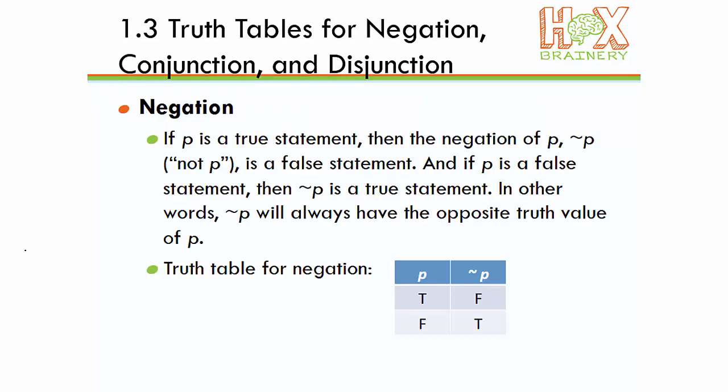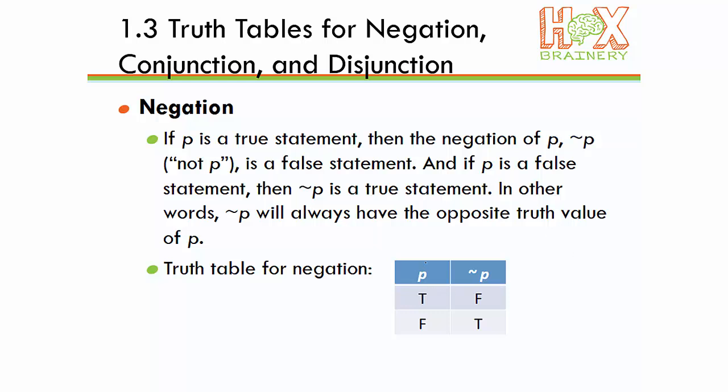So we'll look at the negation first. So if P is a true statement, then the negation of P, not P, is going to be a false statement. And if P is false to begin with, then when we negate P, that becomes a true statement. So in other words, the negation of P, not P, will always have the opposite truth value of P. So the truth table for the negation is really simple.